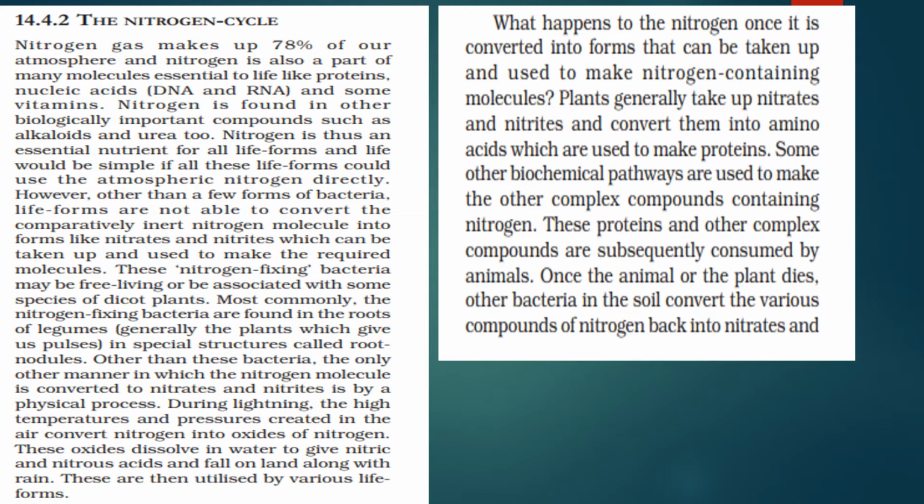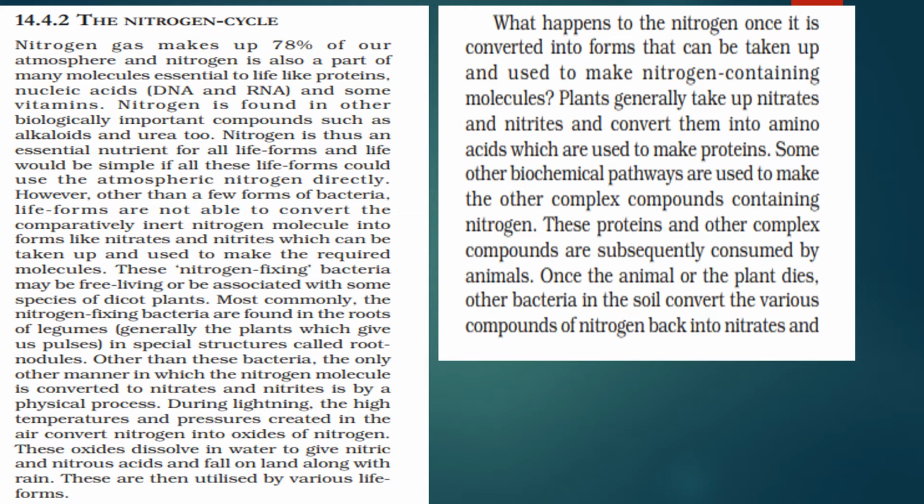Legumes are generally the plants which give us pulses, pea, etc. This kind of plant, whose roots have nodules, is called a leguminous plant, because on the roots of this plant, rhizobium bacteria are present and are able to convert the atmospheric nitrogen into a usable form in the soil.